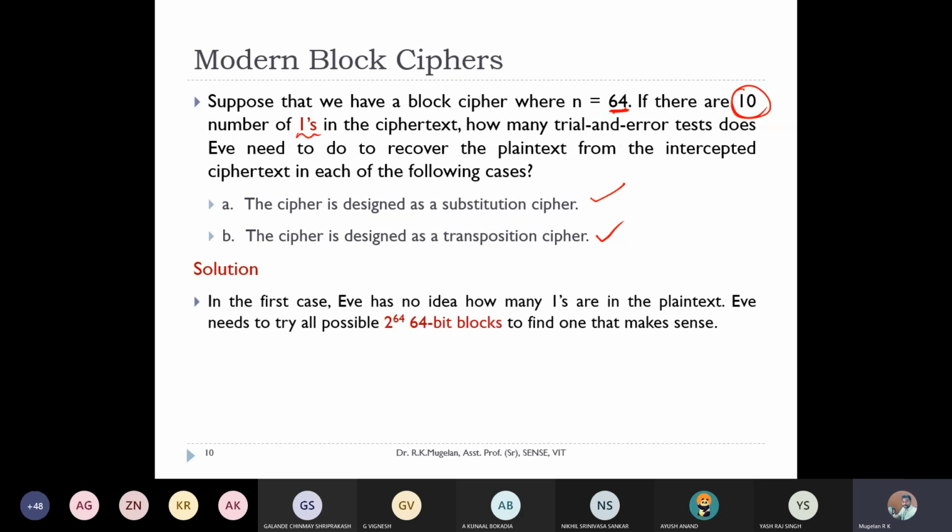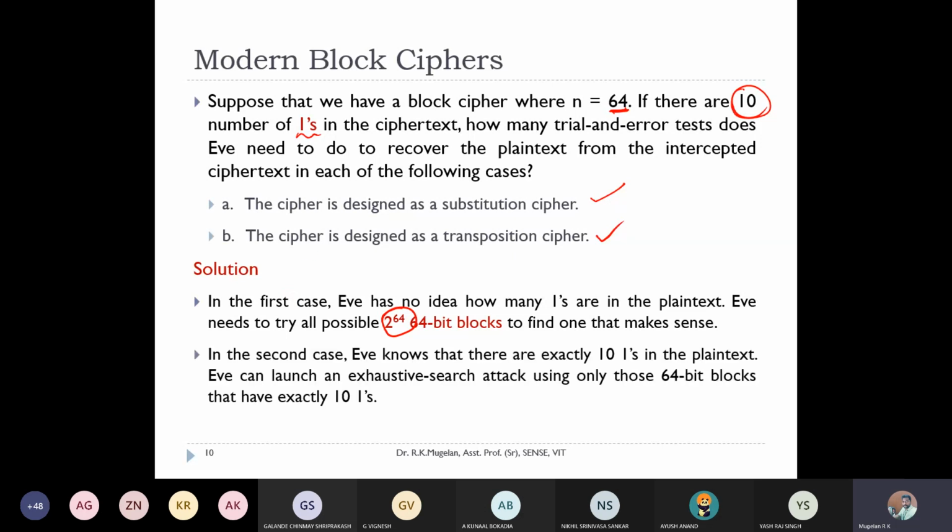If you take the first case, Eve will not have any idea about how many ones are present in the plain text if the substitution cipher is used, because they said that the ciphertext will have 10 ones, but if you use substitution cipher, some ones may be replaced with zeros also, and some zeros will be replaced with ones also. So Eve has to make 2 power 64 trials to find the original message.